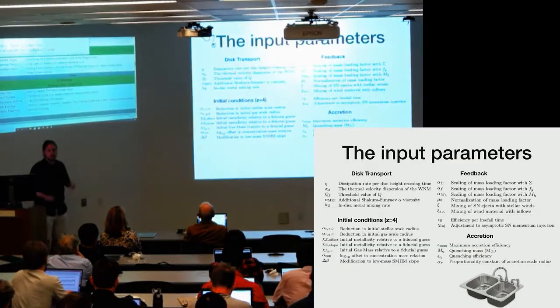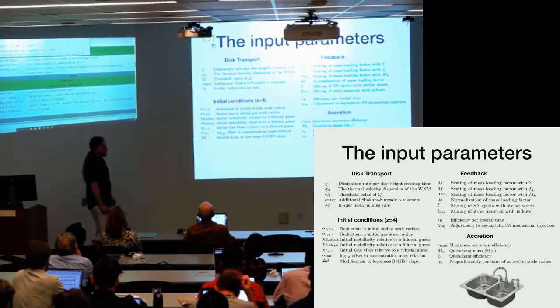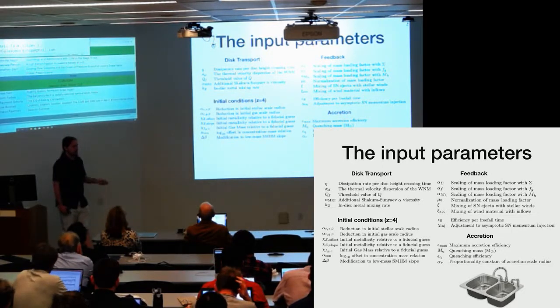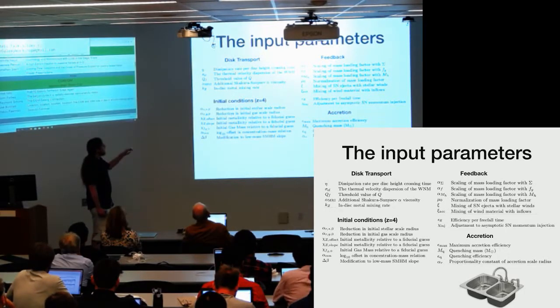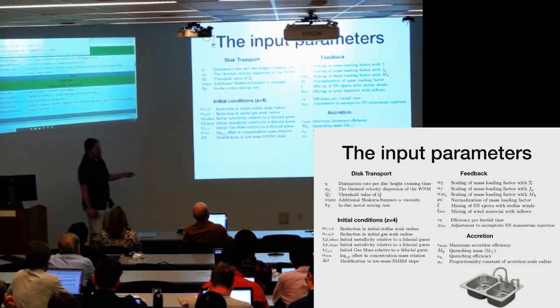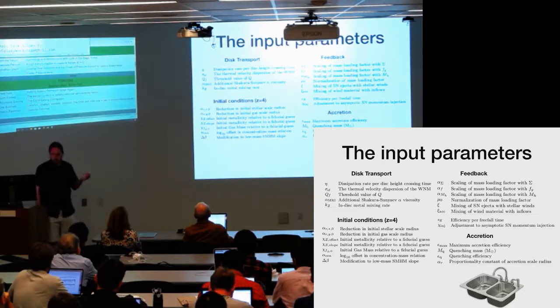So just to summarize here, the input parameters that I'm using, there are quite a few because this is the kitchen sink philosophy. So we have a bunch that control how stuff moves in the disk, a bunch to control the initial conditions, which are at redshift 4 in this case, a bunch to control feedback, and then some to control the accretion process. So this is the model.